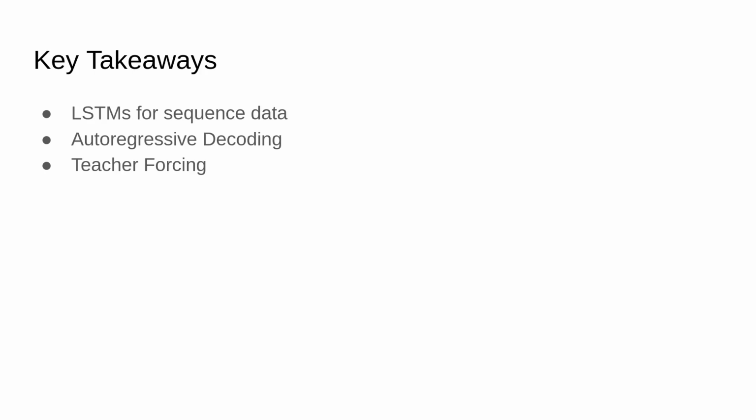Key takeaways. First of all, LSTMs are powerful for sequence data due to their gating mechanisms. Second, autoregressive decoding allows us to generate new sequences using the model's own predictions. And third, training without teacher forcing is more challenging but leads to more robust generation.